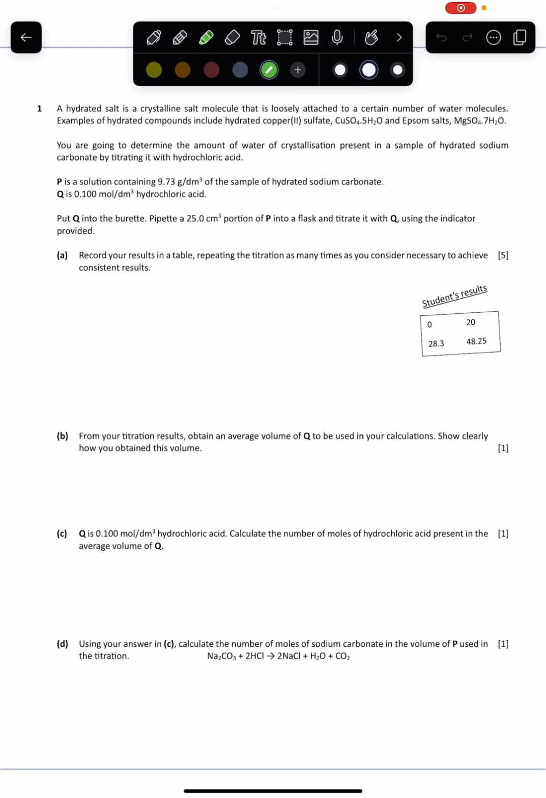So I see a lot of numbers. All the numbers that they give you have a meaning. They will probably need you to use it. I guess you can highlight, or maybe use a different color pen to help you. So for example, P, the number given for P is 9.73 gram per dm cube, which is a form of concentration.